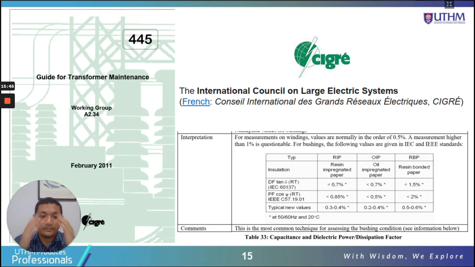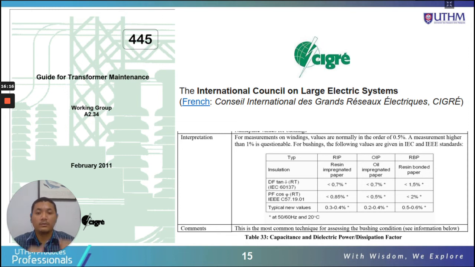So basically, based on the SIGRE, IEEE or IEC value, you can say whether the system is acceptable or not. If the value is less than that, then it is good. If the tan delta value is above this value, then it is not good. Our interpretation is based on the international standard.